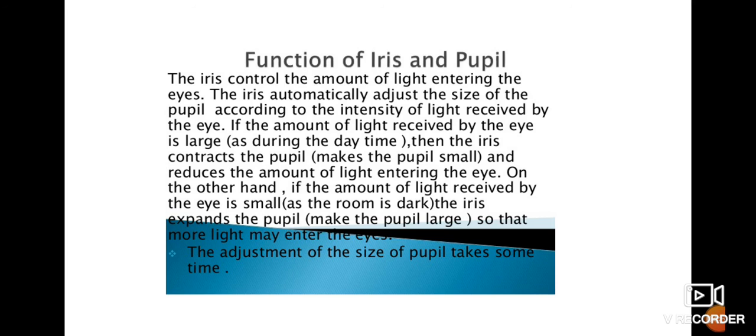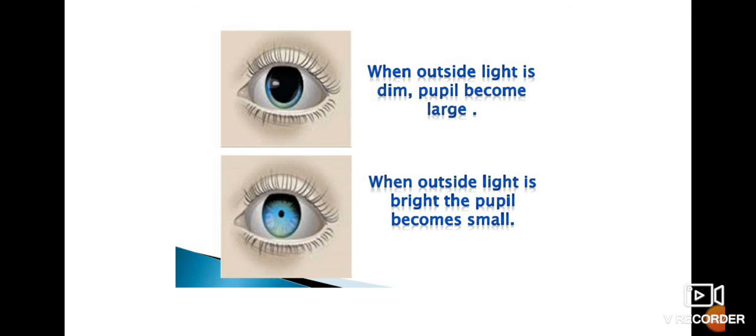On the other hand, if the amount of light received by the eye is small, suppose you enter a dark room, at that time the iris will expand the pupil and the pupil will become larger so that more light enters the eye. This adjustment of the size of the pupil will definitely take some time. In this slide, you can observe the change in the size of the pupil when we are in bright light and dim light.